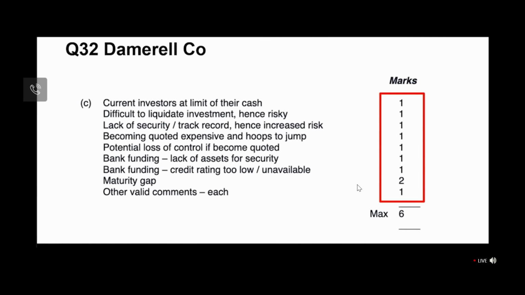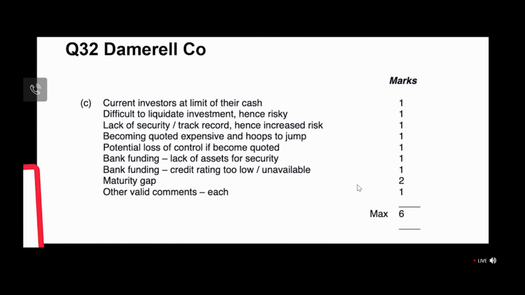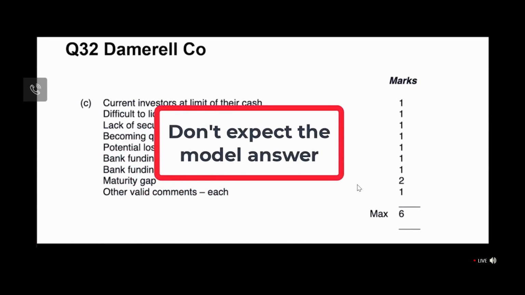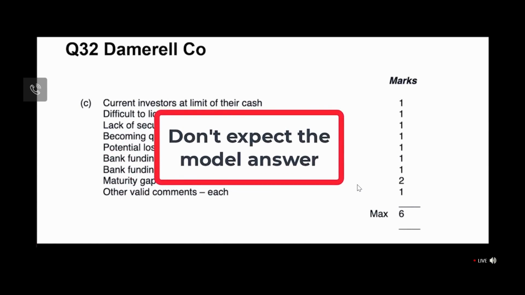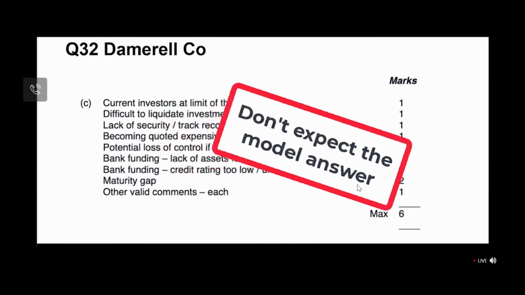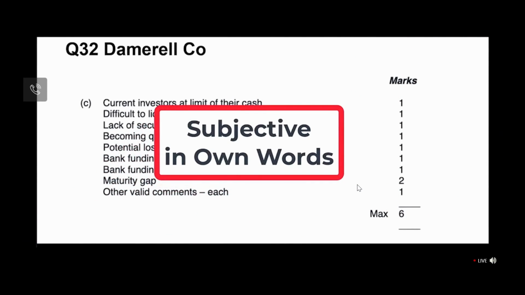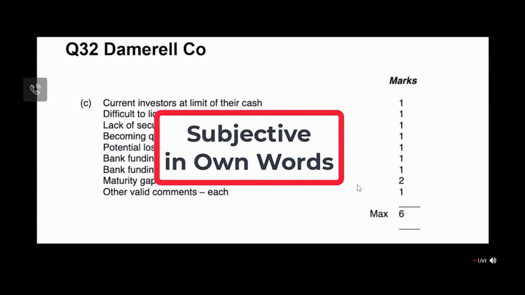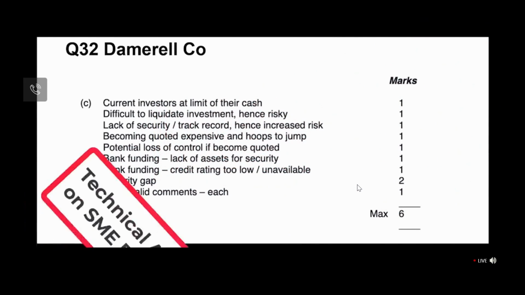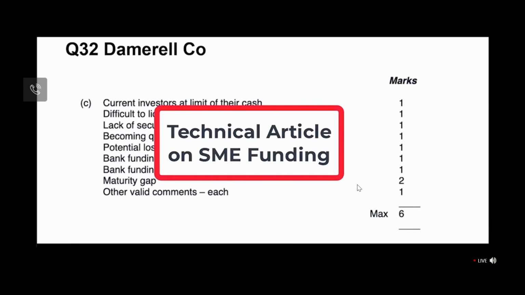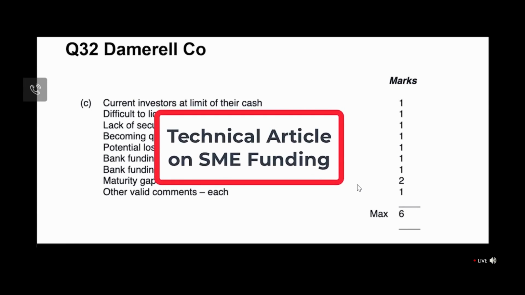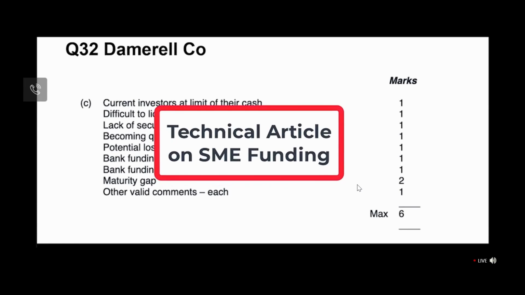You need to be careful when you're marking this for yourself. Don't expect that your answer should match the model answer. It's the marking scheme that matters. And if you've written something in your own words and it doesn't match the model answer, you will still be given credit for them. Now, there is a technical article on SME funding that you should read. This would really help you with this question.